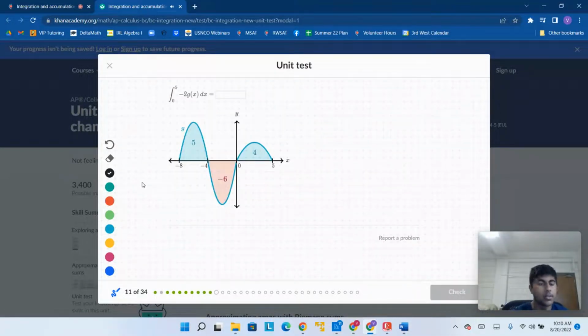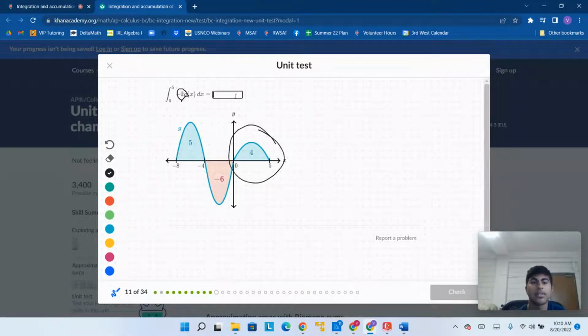Okay, so now we're trying to find the integral from 0 to 5 of negative 2 g of x dx. How do you think we're going to do that? Well, if we just try to find the integral from 0 to 5 of g of x, that's just this. So that's going to be 4. And then you have this minus 2 that you're multiplying by. So that gives a negative 8. And we can keep going.